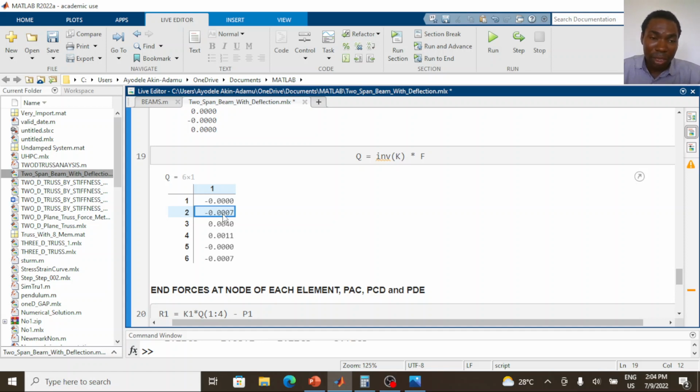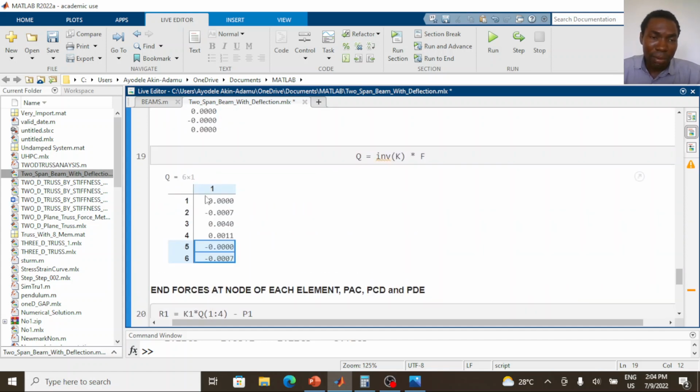We have a rotational degree of freedom, and that rotational degree of freedom is given by this value, minus 0.0007 radian. The value is in radian. I think it's times 10⁻³ because I use kilonewton, but this is the radian value. These two are the degrees of freedom at node 1. These two are the degrees of freedom at node 2. And the last two are the degrees of freedom at node 3.